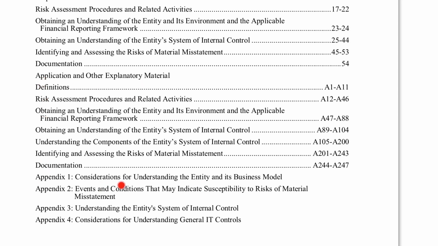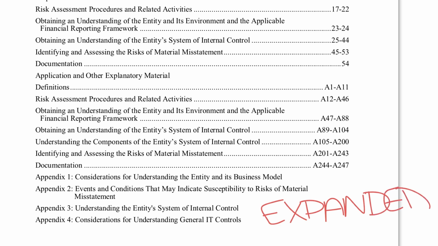So when you go into the explanatory material, remember explanatory material is the how-to components here. If you're wondering, what do I need to gather to understand the entity and their business model, then Appendix 1 has hundreds of items for you to look at. So these are still really great and detailed, and I guess even more, they've been expanded compared to what they used to be. And this is a common theme within the exposure draft, that we're seeing a lot more detail in a lot of different areas, and I think that's really useful.